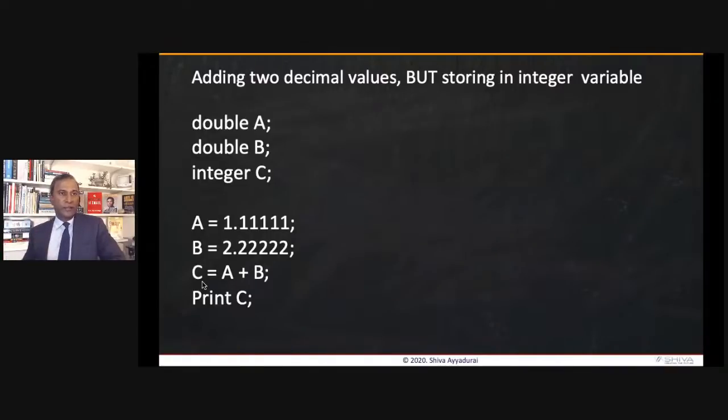So what do you think it's going to be, Dylan? 3.3. No, can it be? Okay, so Dylan thinks it may be 3.33333. However, remember, it's being stored in variable C, which is an integer. So what the computer will do, it'll cut it and it'll in fact return 3.